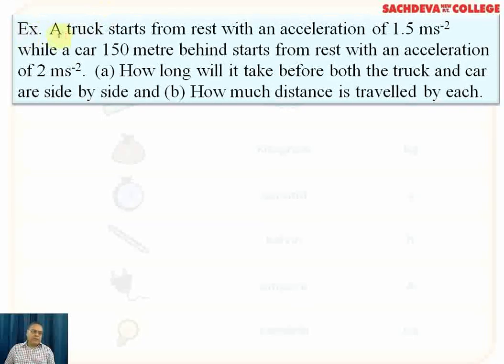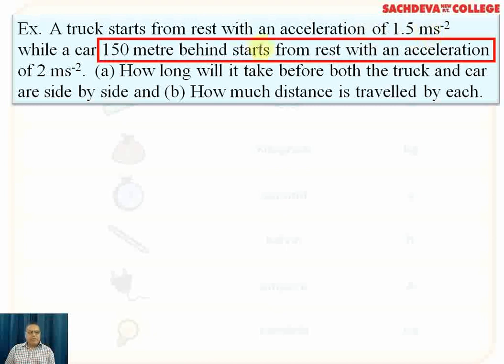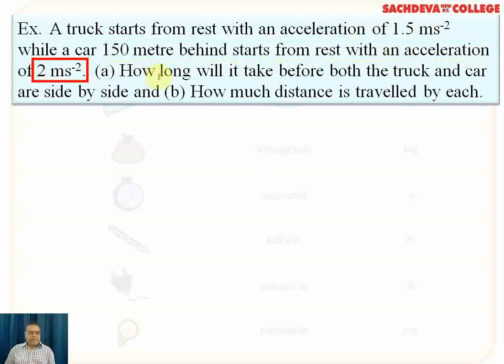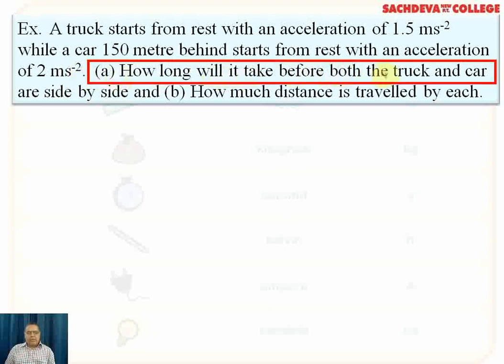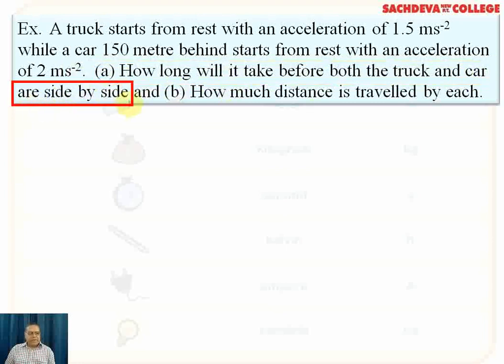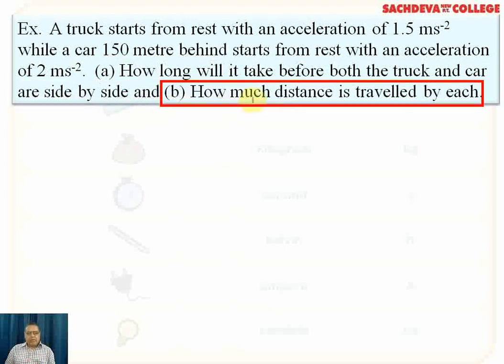Now we come across a truck and car example. A truck starts from rest with an acceleration of 1.5 meters per second square. So acceleration is always given in meters per second square. The car is 150 meters behind and starts from rest with an acceleration of 2 meters per second square. So 2 meters per second square is the acceleration of the car, and the acceleration for the truck is 1.5 meters per second square. How long will it take before both the truck and the car are side by side, and how much distance is traveled by each?